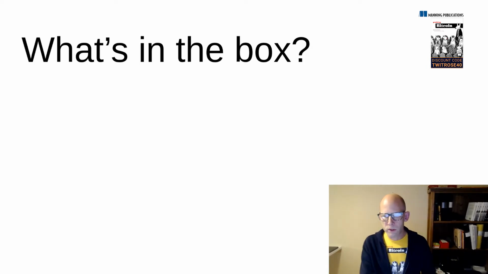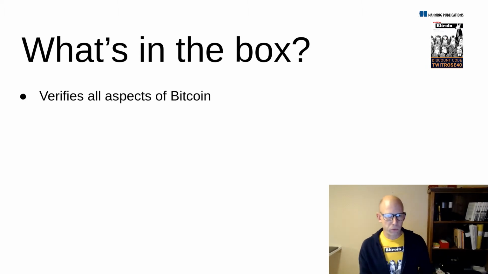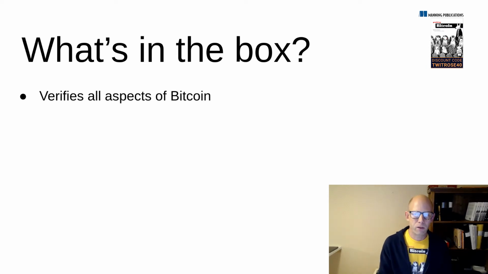Okay, so let's see now what's in a box. What's in the box when you install a full node? Or what do you get from it? Well, you get a piece of software that verifies every aspect of Bitcoin. It will verify all the transactions, your own transactions and everybody else's transactions, and it will also verify all the rules in the Bitcoin protocol. So, for example, it will verify that no one creates more Bitcoin than the predetermined rate of issuance of new Bitcoins.